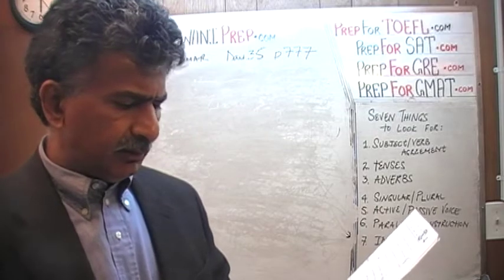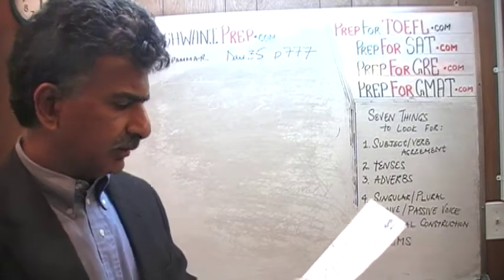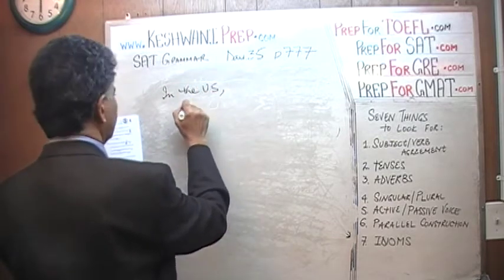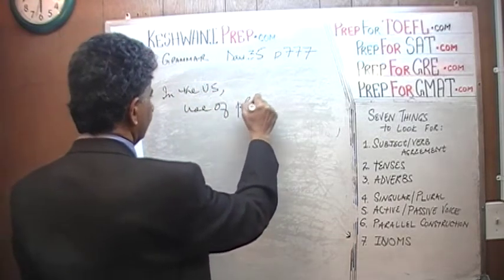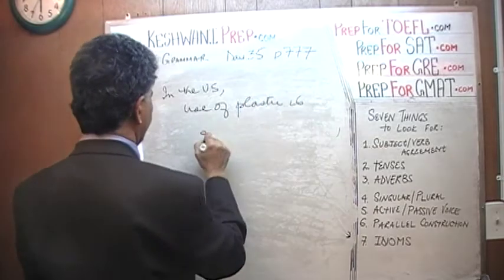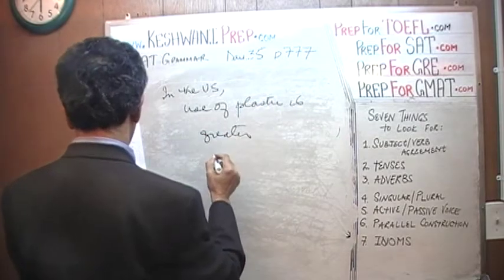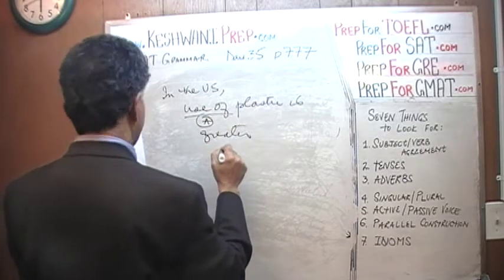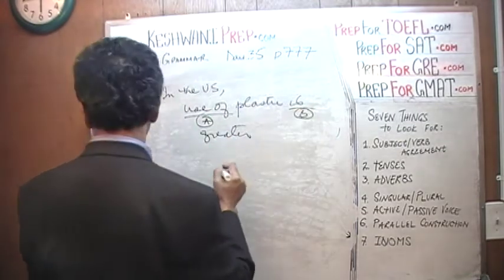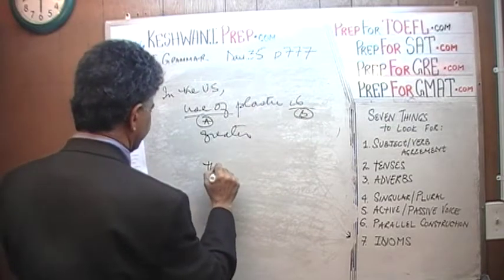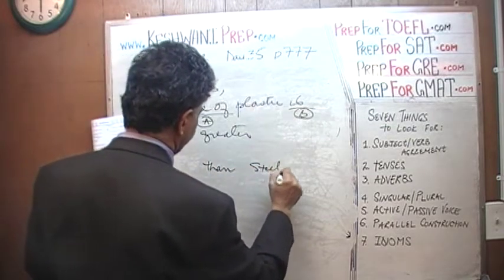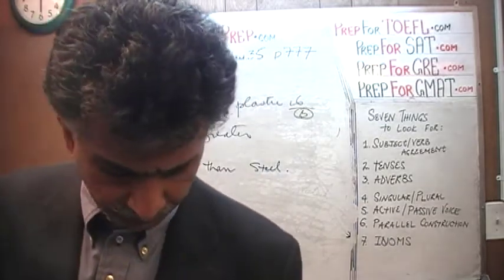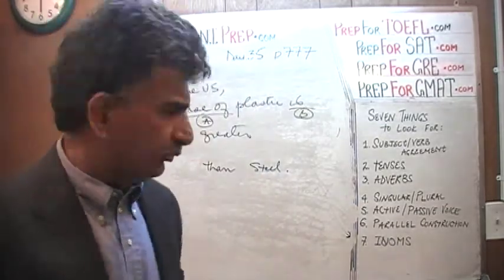In the US, the industrial use of plastic is greater. In the US, use of plastic is greater. Use of plastic is greater than steel. That's it. That's our sentence. That's the end of our sentence. Let's see what we can do here. This sentence also has to do with idioms.